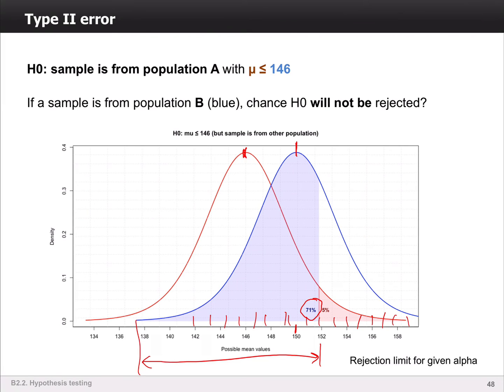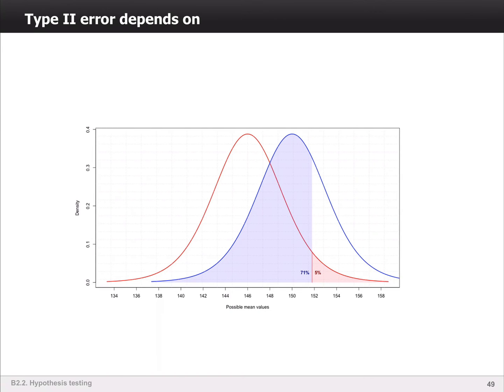And first of all, let's talk about what parameters influence type 2 error. Okay, so what type 2 error depends on. If we look at this one, think how we can decrease this blue area. The blue area gives us type 2 error. How can we decrease it?